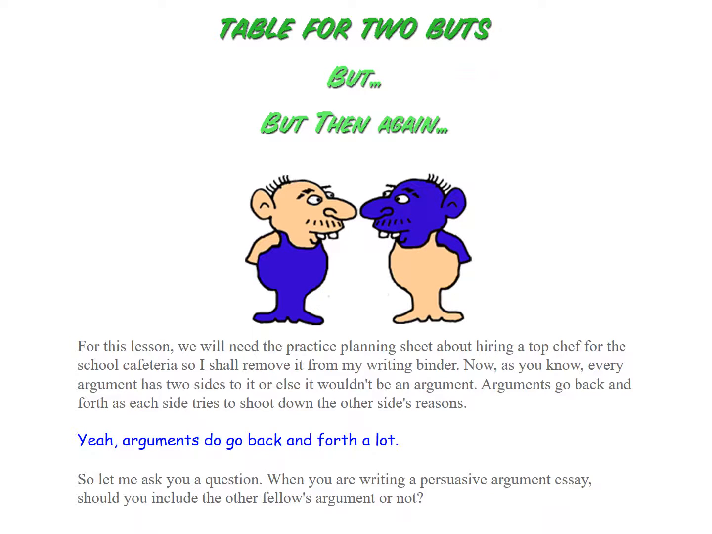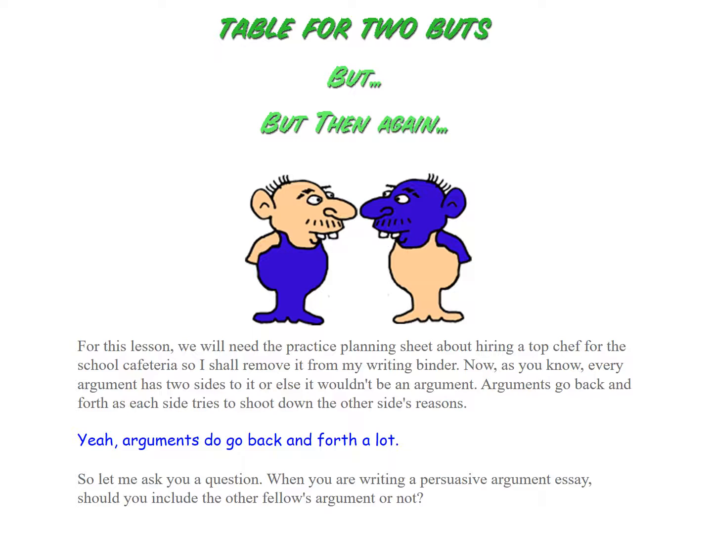For this lesson, we will need the practice planning sheet about hiring a top chef for the school cafeteria, so I shall remove it from my writing binder. Now, as you know, every argument has two sides to it, or else it wouldn't be an argument. Arguments go back and forth as each side tries to shoot down the other side's reasons.